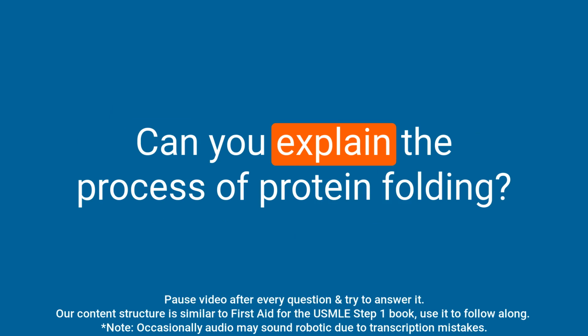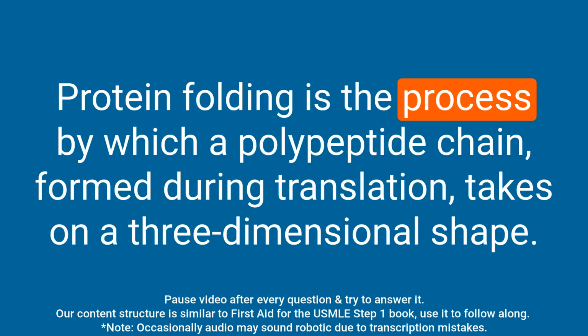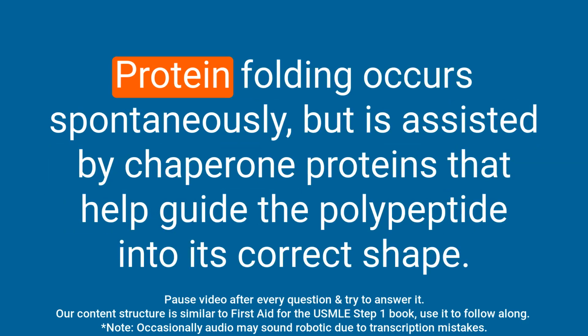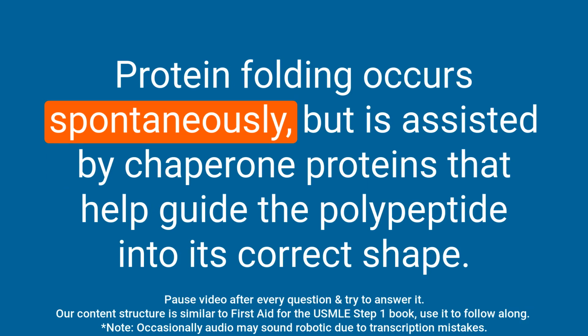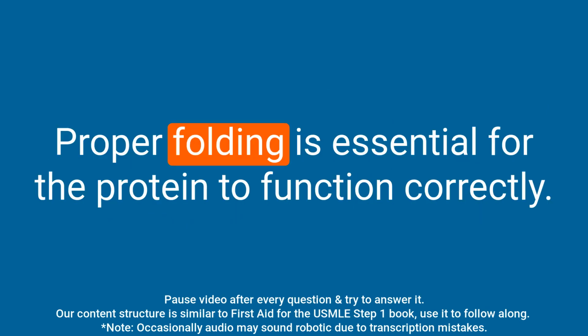Question: can you explain the process of protein folding? Answer: protein folding is the process by which a polypeptide chain, formed during translation, takes on a three-dimensional shape. This shape is determined by the sequence of amino acids and the interactions between them. Protein folding occurs spontaneously, but is assisted by chaperone proteins that help guide the polypeptide into its correct shape. Proper folding is essential for the protein to function correctly.